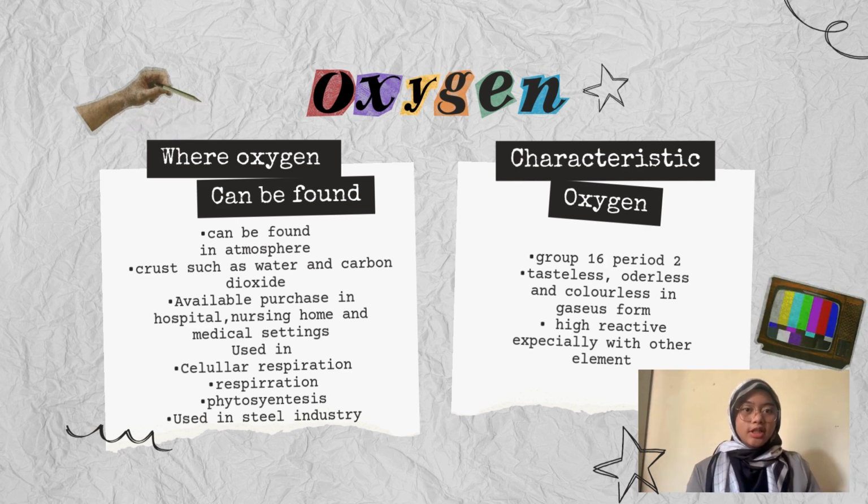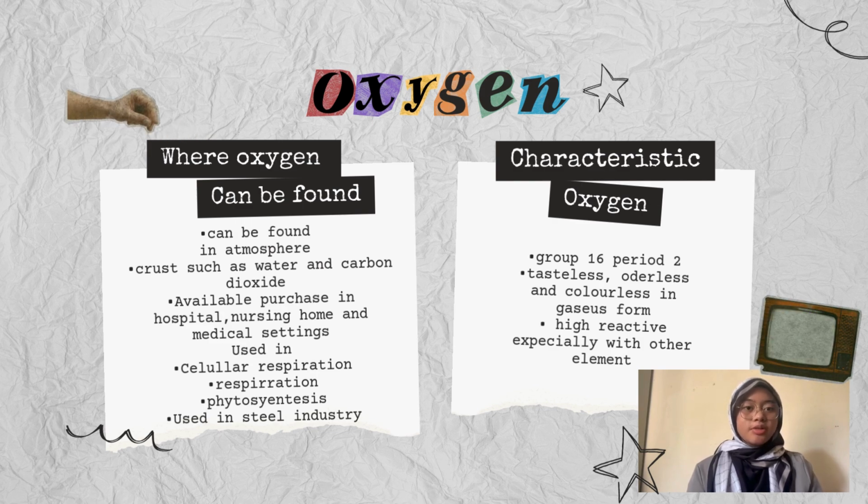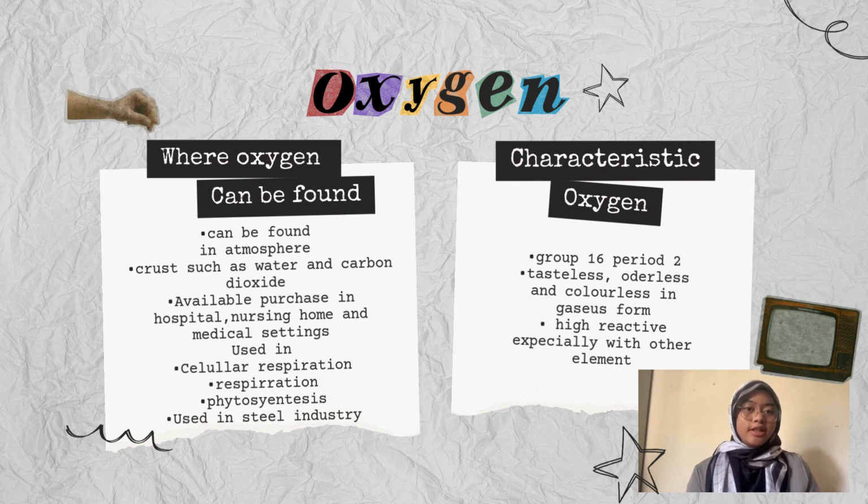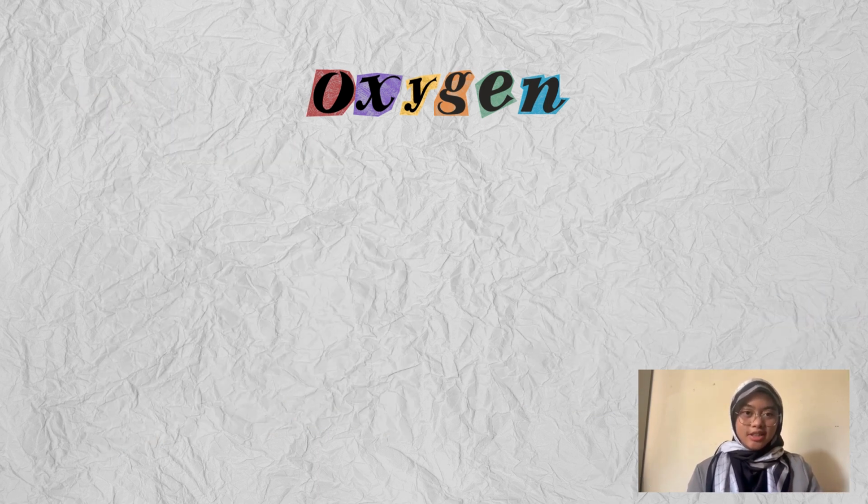A function of oxygen is cellular respiration. That is the process where cells break down food to produce energy. Next, it is also involved in respiration, where oxygen is taken in and distributed to the body. Other than that, it is also involved in photosynthesis, where plants break down food to produce energy. Lastly, it is also used in steel making in industry.